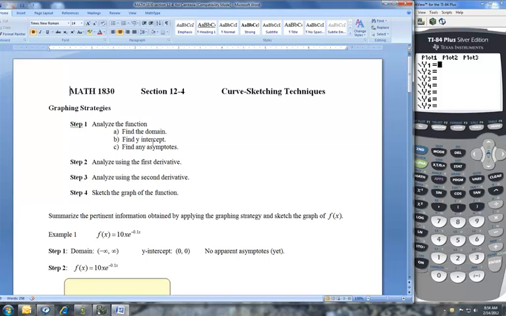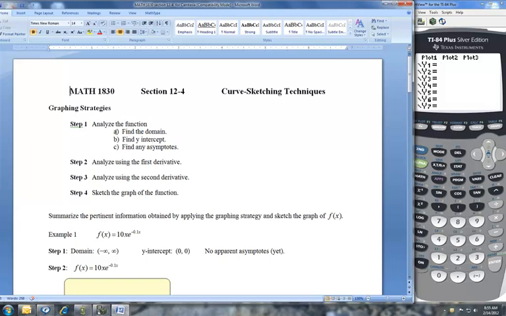Now we're going to start section 12.4. This is curve sketching techniques, and what we'll actually be doing here is the same stuff we did in 12.1 and 12.2, using the first and second derivative to get a whole lot of information, and then pretty much we just graph all that information.